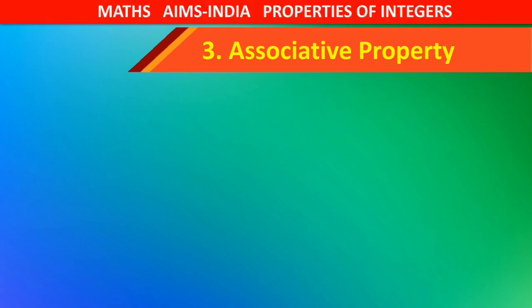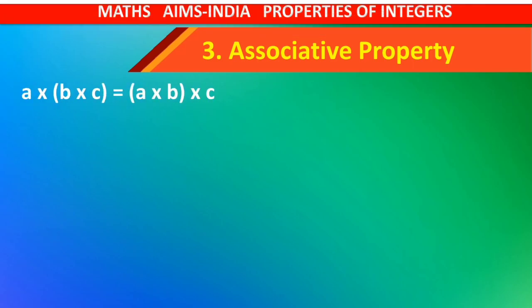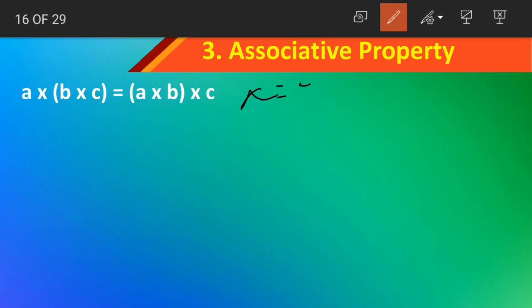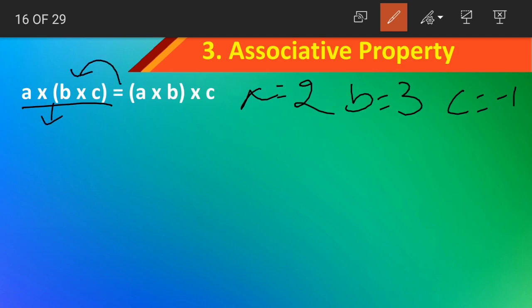Is this clear, class? What are we learning about? We are learning about associative property. We have done addition. Addition of integers satisfies associative property. Subtraction of integers does not follow associative property. The third operation is multiplication. Again, A is equal to 2, B is equal to 3, C is equal to minus 1. Coming to the LHS, LHS means left hand side.